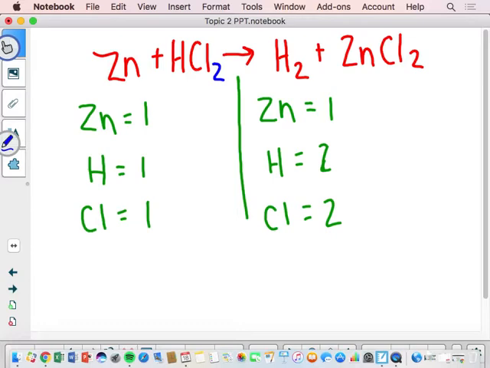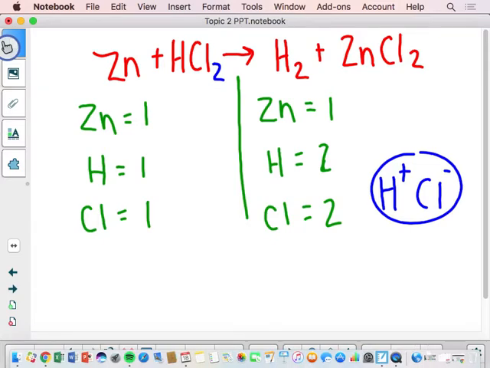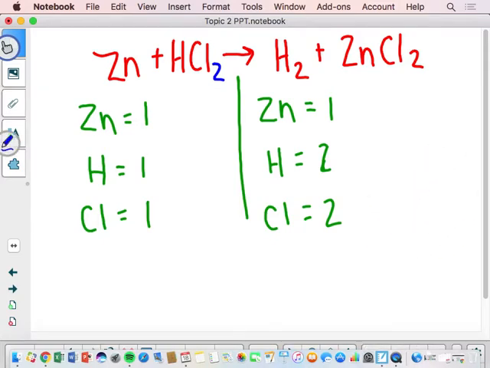Some people would do that, but we can't, because that would change the whole composition of HCl. H is positive, Cl is negative, that's a balanced molecule, we can't just add a 2, then it's unbalanced. It doesn't work that way, okay? The only thing we can ever do in these is add into the front.